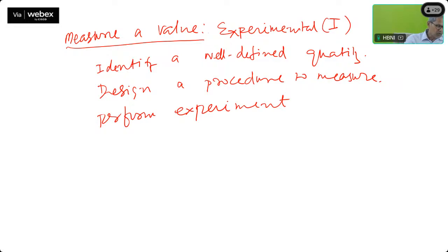Analyze and report on the accuracy of the result. Because measuring a single value is much harder than it seems. That's the primary challenge in measuring the value, it has to do with the errors.